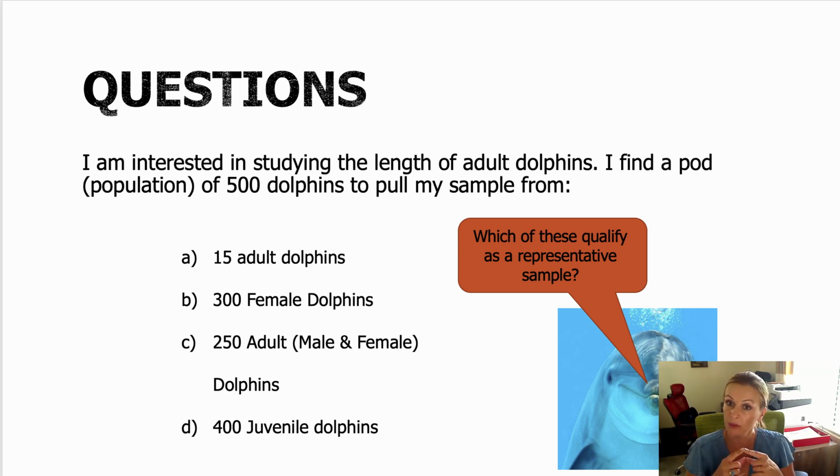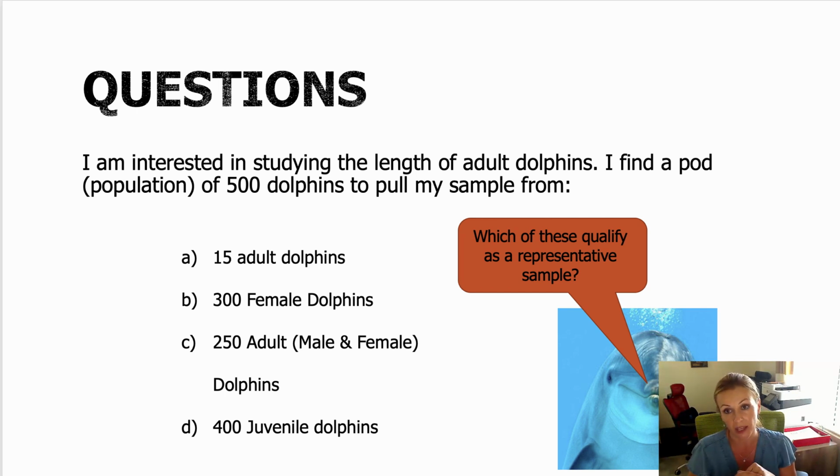That means if you want to study adult dolphins, I would eliminate the juvenile and anything that's too small. A, for example, is only 15 adult dolphins. Your sample size is way too small, so that's not going to be representative. So A, we eliminate. 300 female dolphins, well, those are adult, but they're mostly female. You have no idea what the remaining 200 is. Are they all juvenile dolphins? You just do not know.